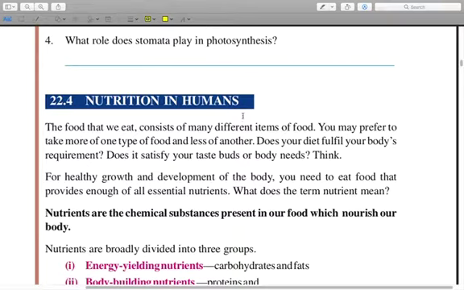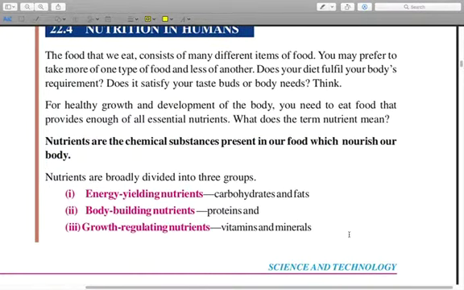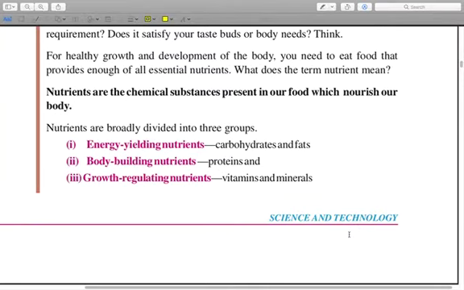And different foods contain different types of nutrients which are essential for our body, needed for our growth, development, and all these things. So this is the definition: nutrients are the chemical substances present in our food which nourish our body. That is, they help in our growth, development, maintenance, and all these things. So nutrients are broadly divided into three groups.